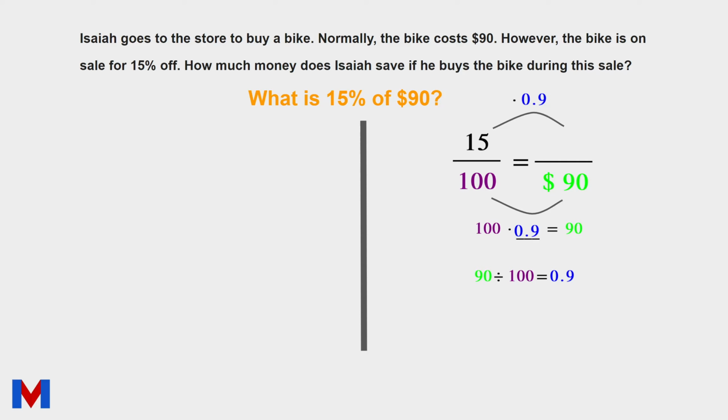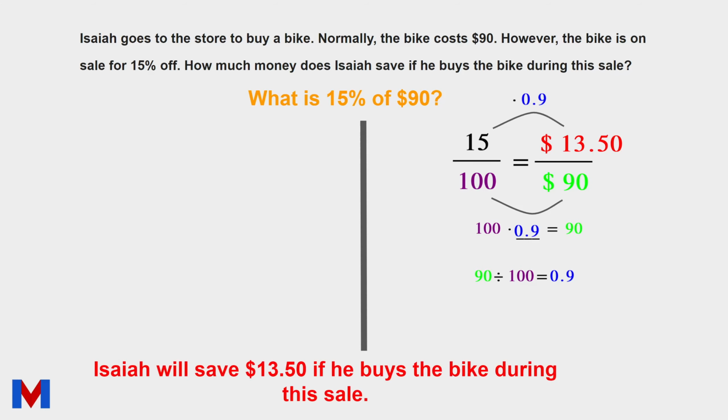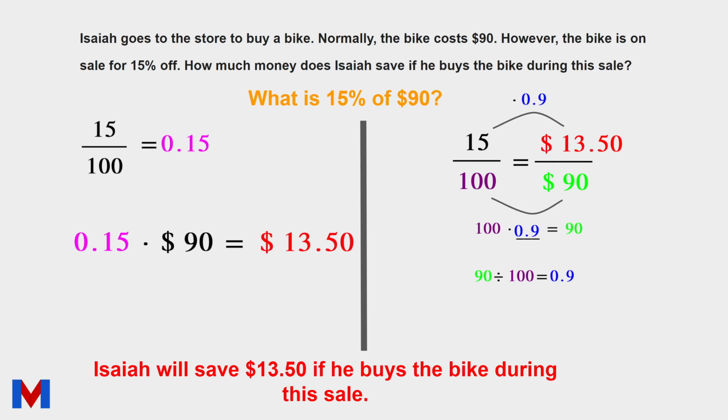15 multiplied by 9/10 also gives us $13.50. So either way that we solve this problem, we find out that Isaiah will save $13.50 if he buys the bike during this sale. Two methods. Feel free to use either one. Both will always work, so it will be your choice.